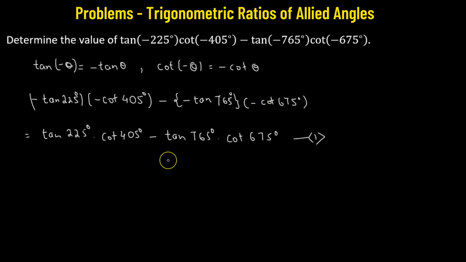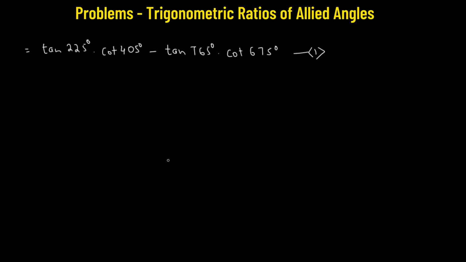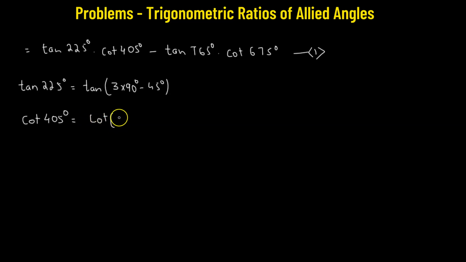Now to find this value, we will begin by finding each of the trigonometric ratios. So let's start with tangent of 225 degrees. The tangent of 225 degrees can be expressed as tangent of 3 times 90 degrees minus 45 degrees. Next, we have cotangent of 405 degrees, which can be expressed as cotangent of, if we take 5 times 90 degrees, that is 450 degrees, but we have exceeded 405 degrees by 45 degrees.